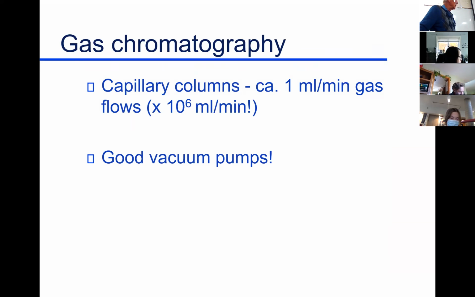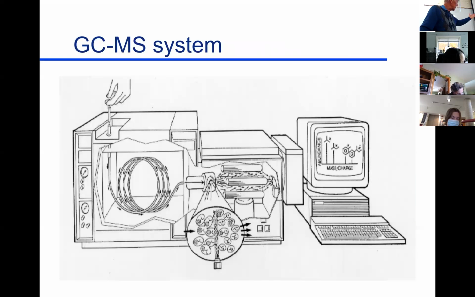You have to keep in mind though, 1 milliliter of gas coming into this high vacuum changes into 10 to the 6th milliliters of gas under such high vacuum. So those pumps have a good job to do. They got to pump out 10 to the 6 milliliters of gas per minute to be interfaced with the GC. And this is just basically showing the system, a column going into a quadrupole mass spec.